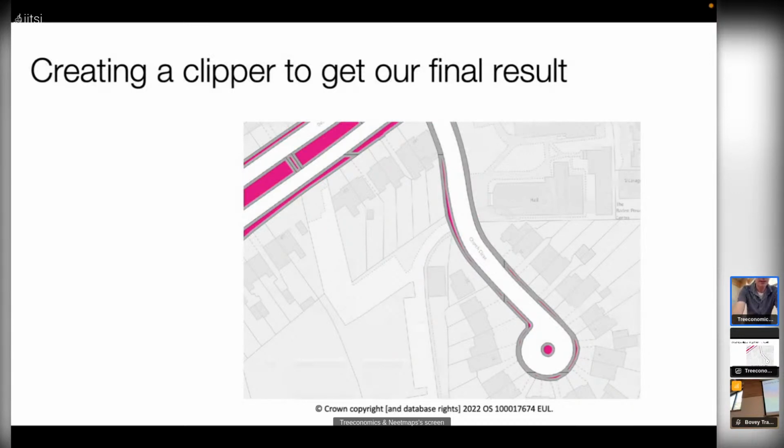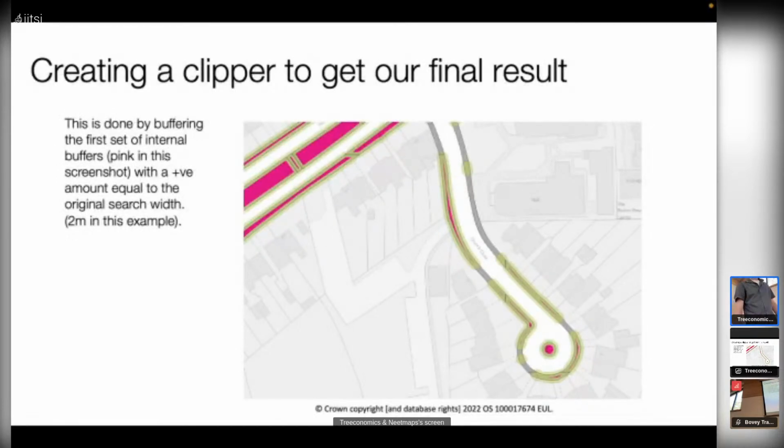So then I talk about these clippers. What's all that about? Well, what I'm doing then is rebuffering these pink bits. So where I get something left in the middle, I then buffer it by my original search distance. So I buffer those pink bits by 2 meters, and that creates these clippers.